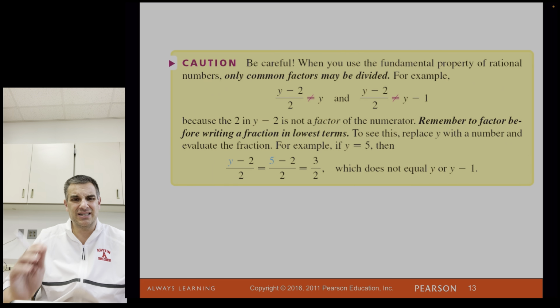Now again, just like I said, be careful. When you use the fundamental property of rational numbers, only common factors may be divided. For example, y minus 2 over 2 does not just equal y. Okay? And it doesn't just equal y minus 1. You can't do that, because the 2 in y minus 2 is not a factor of the numerator. Remember, it has to be a factor before writing the fraction in lowest terms. So you would have to factor things.